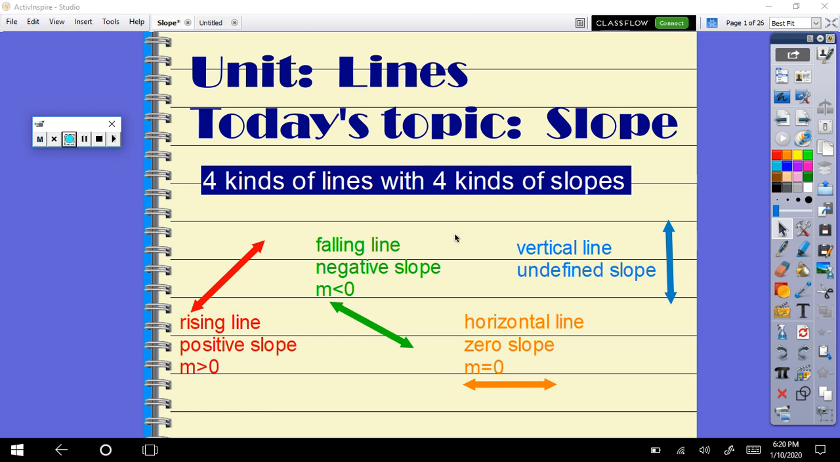Hey guys, let's learn about slope today. Part of this will be a review, and then there are some things I want to show you that will make things a little faster for you than what you already learned in Algebra 1. Now let's review what you know in general.